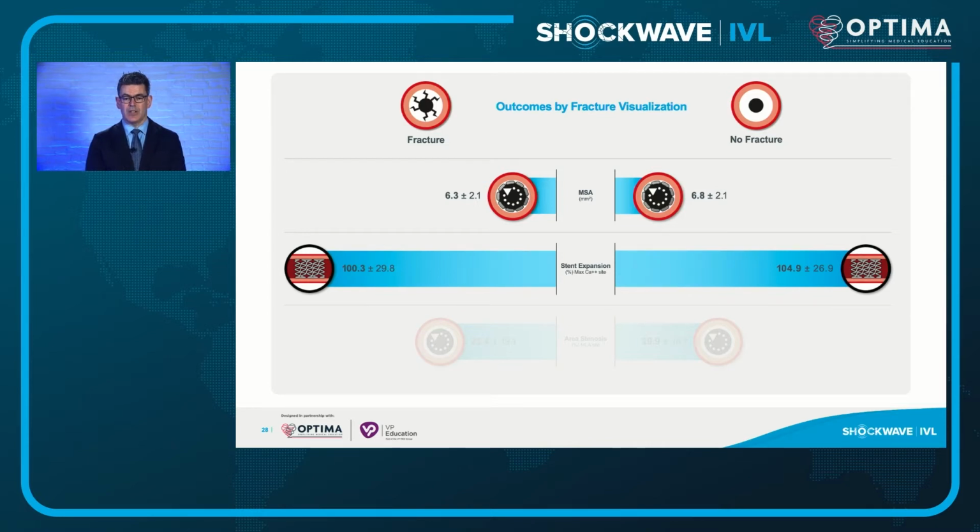And the consequence is that stent expansion, which is the goal of intravascular lithotripsy, maximizing stent expansion, was over 100% in those cases where we saw fracture as well as with no fracture. And the luminal stenosis, the MLA at the end of the procedure following IVL and stent implantation, and stent expansion to over 100%, with a residual stenosis of 22% in patients with fractures present and 20% with no fracture present.